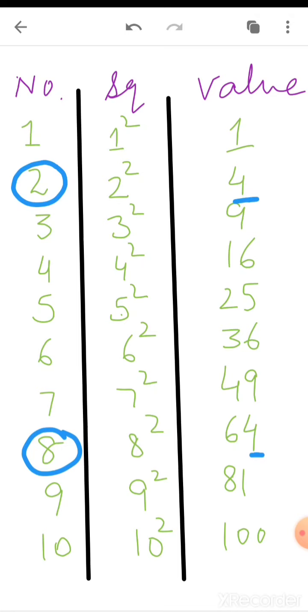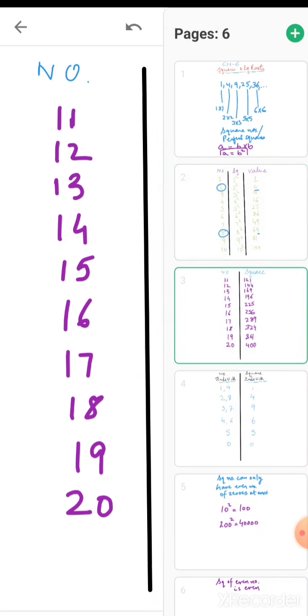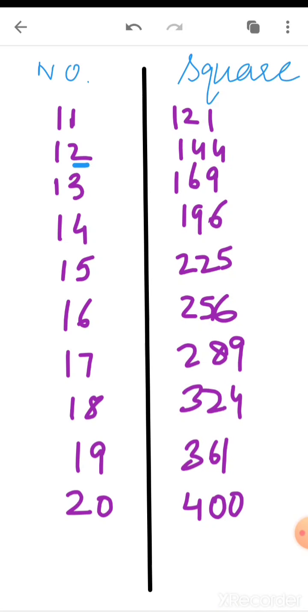We will see in the other set of square numbers. Let's see. Here, the numbers ending with 2 and 8, their squares will always end with 4. You can see, right?